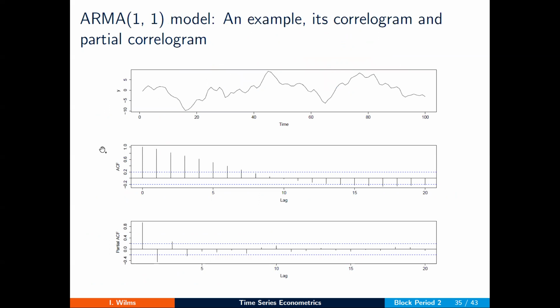Now, how do the correlogram and partial correlogram of an ARMA model look? You can see here an example of the simplest ARMA model, an ARMA(1,1). Based on the correlogram, you would probably have to specify a moving average of order 7, based on the significance of all these autocorrelations up until lag 7. Based on the partial correlogram, you might think of trying an AR(4).